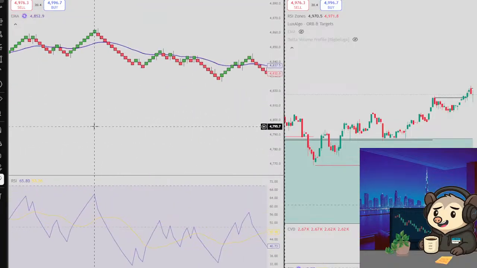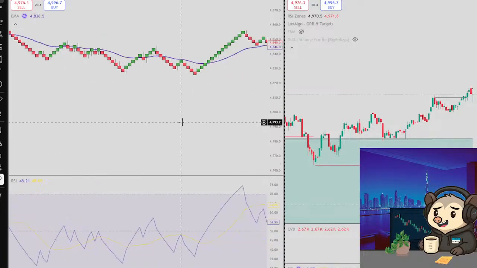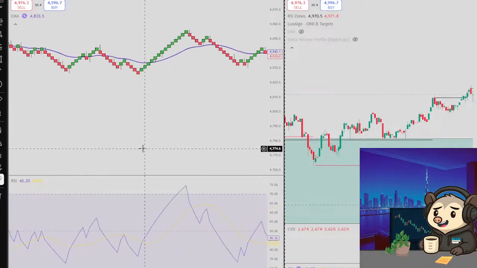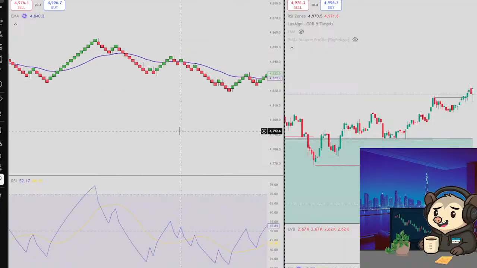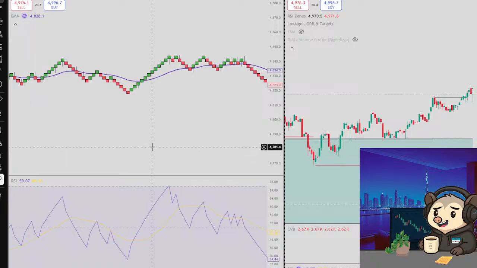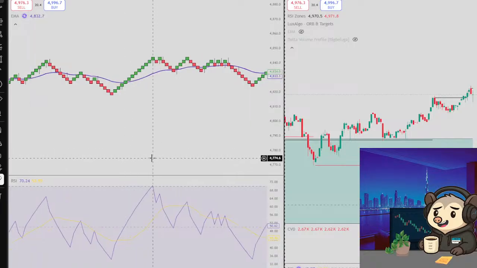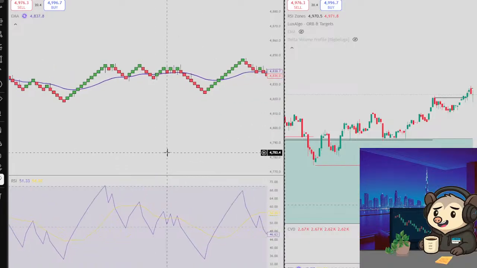Just noticing a pattern here. Major pattern, big pattern. 2 good, 3 bad. It's just barely. 3 good, 3 bad.